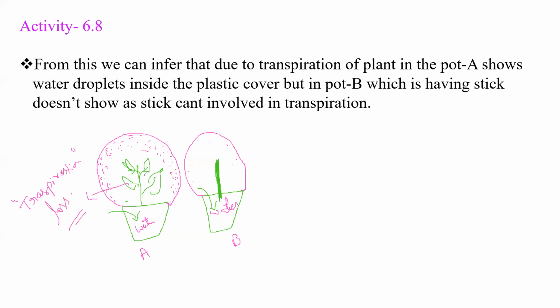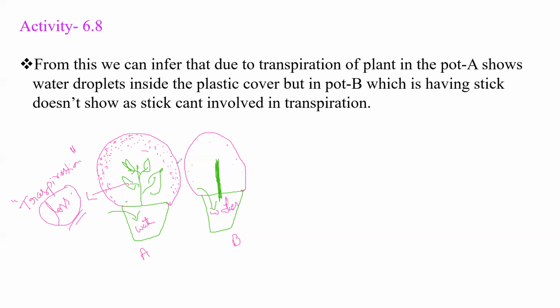Plants lost the water by the process of transpiration. That water, the complete water droplets, got condensed inside the cover surface. That condensed water droplets we could see.